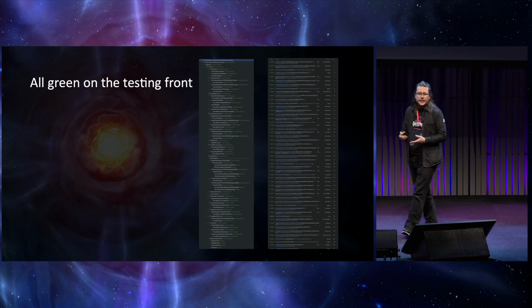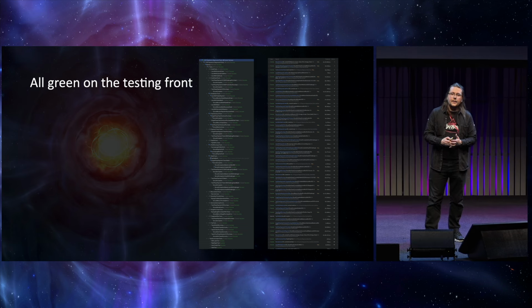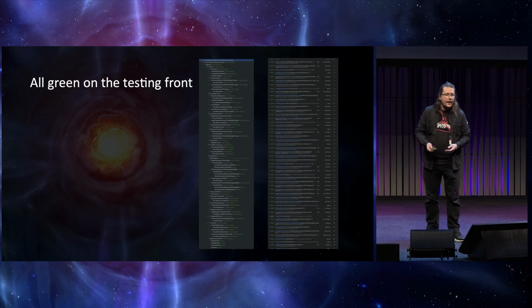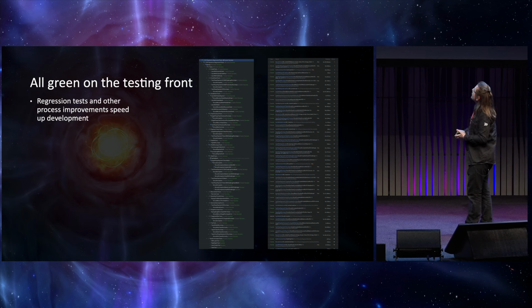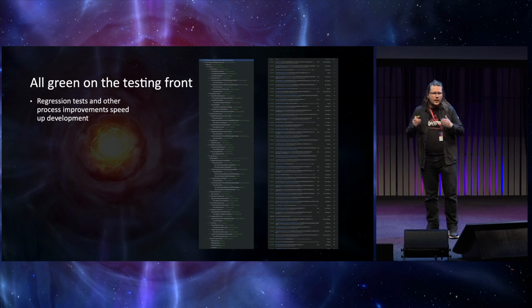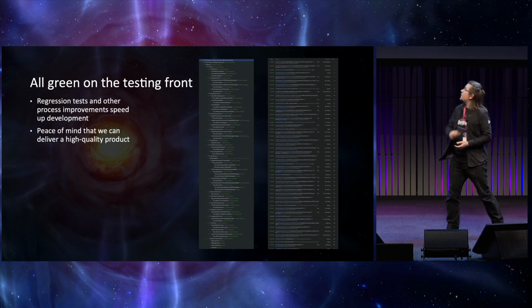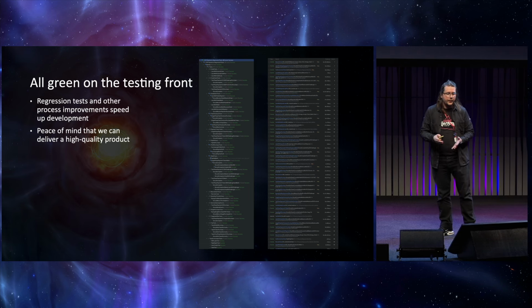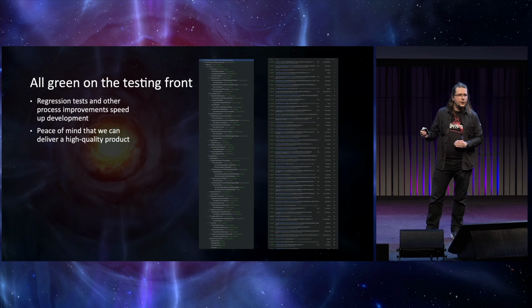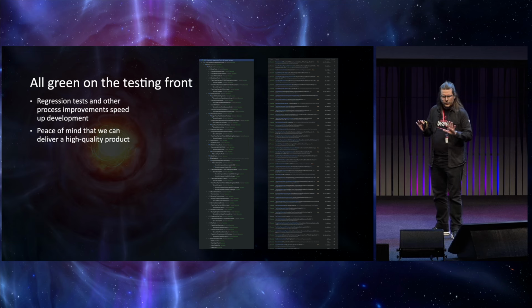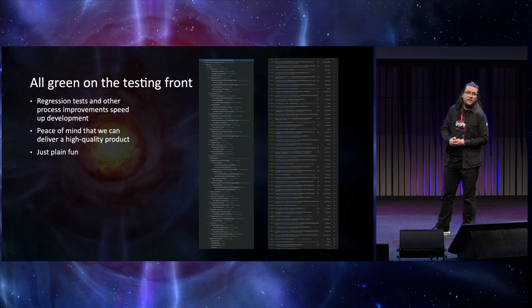When written properly, a fully passing suite of automatic regression tests gives us solid confidence that the tested code and its integrations are ready for release. Confidence achieved with remarkable efficiency. That way, these regression tests and other process improvements speed up development by giving our developers faster and more comprehensive feedback than would otherwise be feasible. They bring us peace of mind that we can deliver a high-quality product by continuously ensuring that it functions as intended. And finally, some would say most importantly, it's just plain fun.